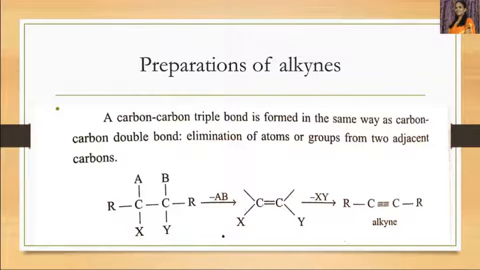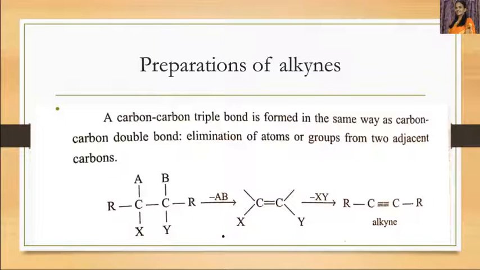Now in the first step, what happens? Loss of AB takes place. So two sigma bonds are broken and a new pi bond is formed. This is elimination. Then in the next step, what happens? These two sigma bonds are broken. Another pi bond is formed. Next step, what happens?